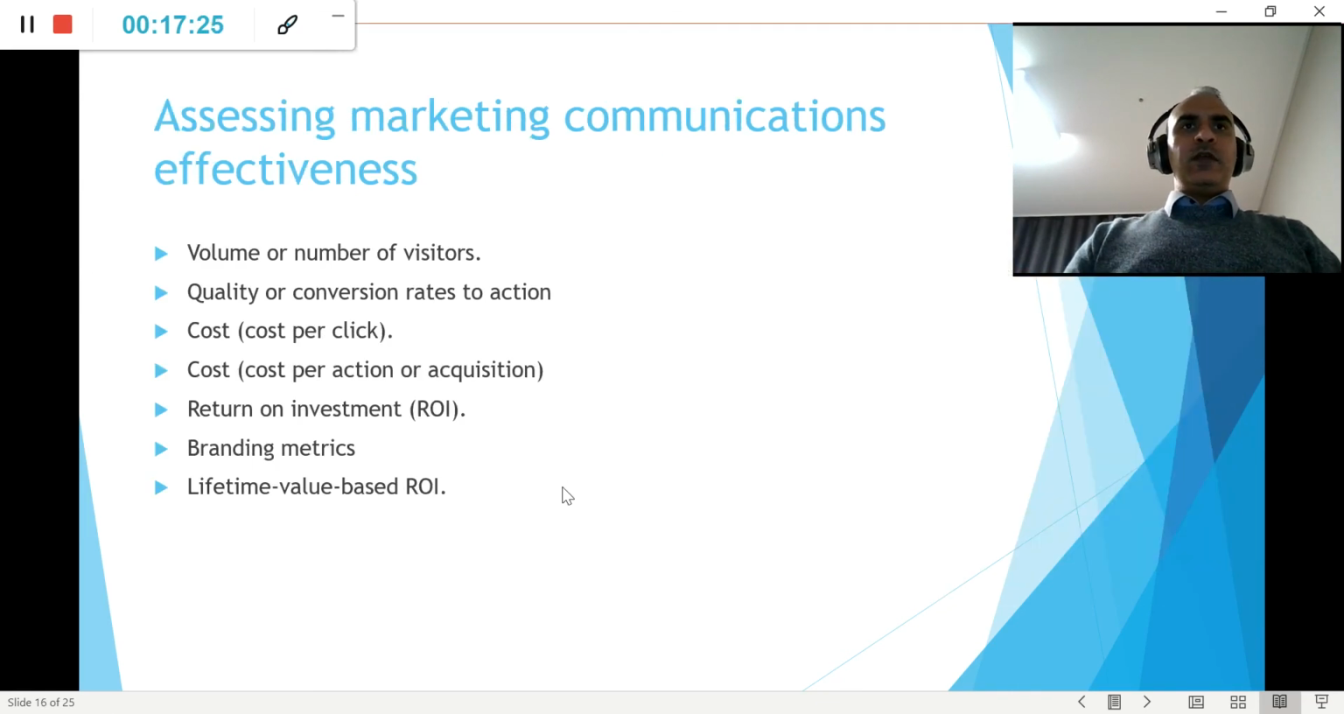Okay, so based on that, again, we have to understand the effectiveness of this. We have to understand how many visitors are coming, how many are clicking and buying, how much it costs me to put an advertisement on Facebook so that they can click. Again, the return on investment on that strategy, because in the end, advertising through Facebook is not free. And then, of course, going to the lifetime value based.